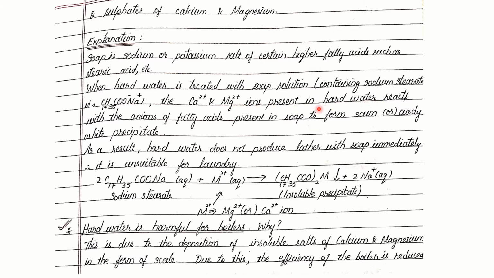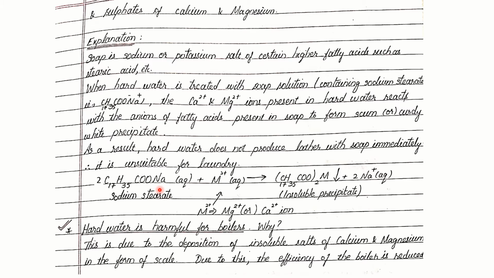When hard water is treated with soap solution containing sodium stearate, the calcium and magnesium ions present in hard water react with the anions of fatty acids present in soap to form scum or curdy white precipitate. See, this is the scum or the curdy white insoluble precipitate which is formed by the reaction of calcium and magnesium ions present in hard water with the anion of sodium stearate. Clear? So as a result, hard water does not produce lather with soap immediately. Therefore, it is unsuitable for laundry.